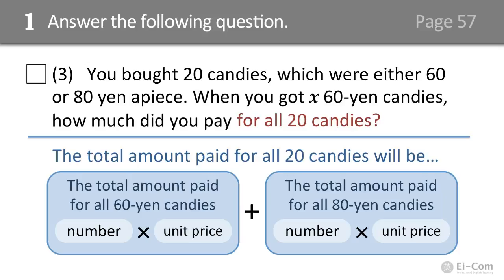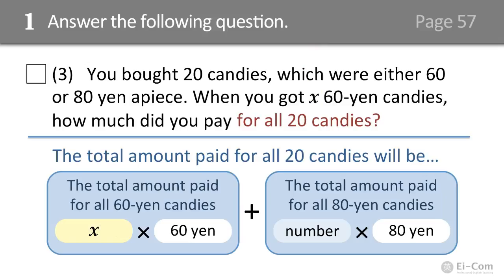Since the candies on the left are 60 yen candies, that means their unit price is 60 yen. And since the candies on the right are 80 yen candies, that means their unit price is 80 yen. Next, let's focus on the number of candies. First, how many 60 yen candies did you buy? Well, that information is given in the question. It says you got x number of 60 yen candies.